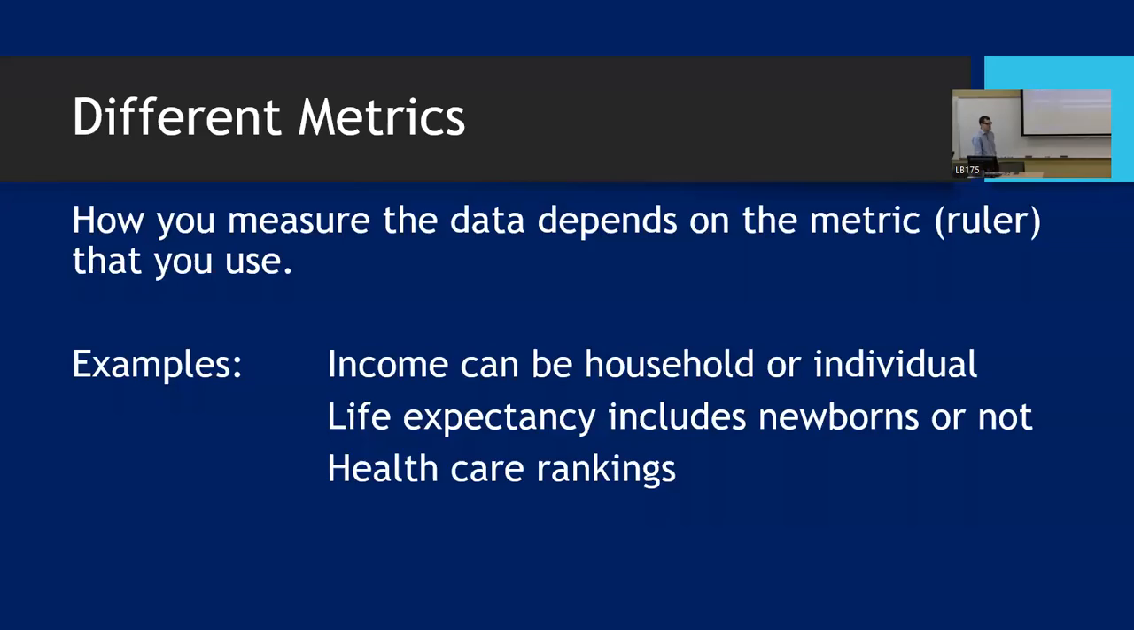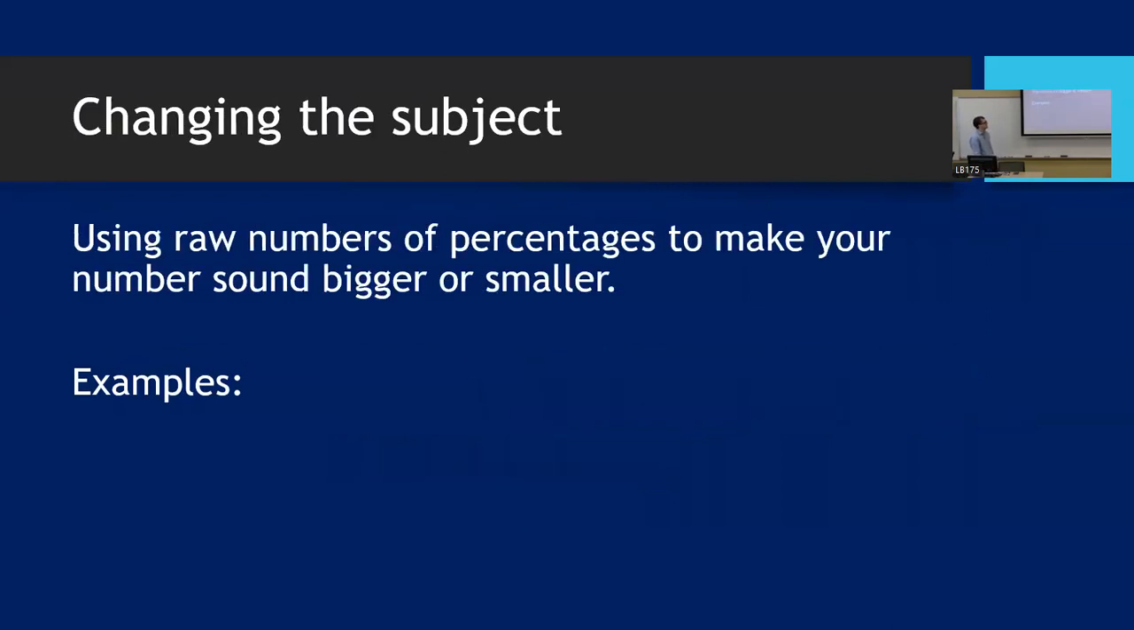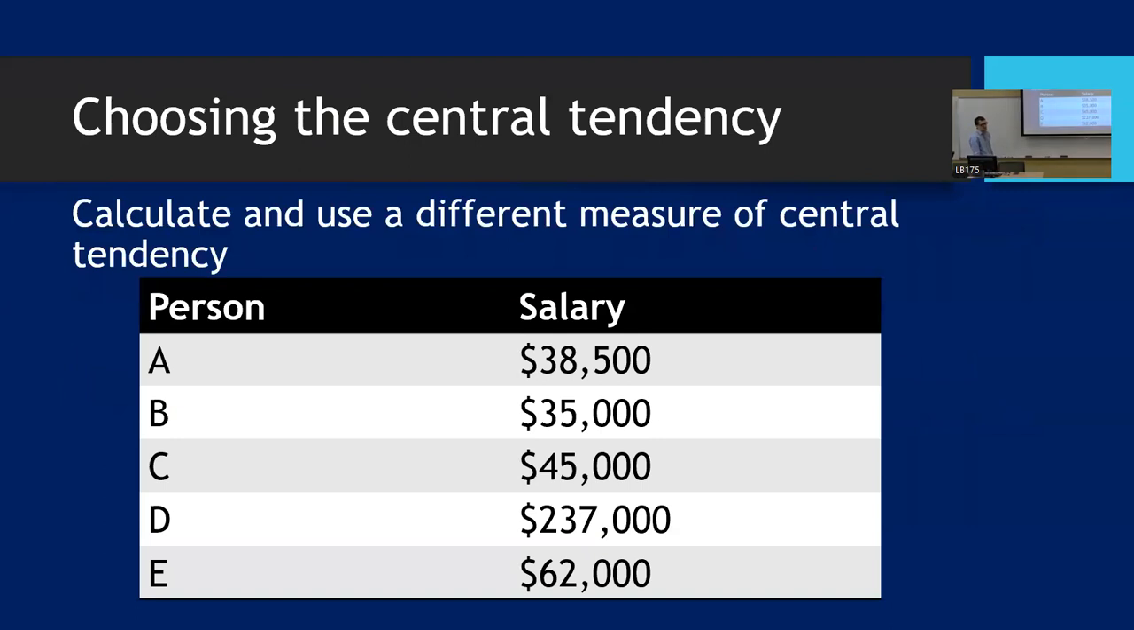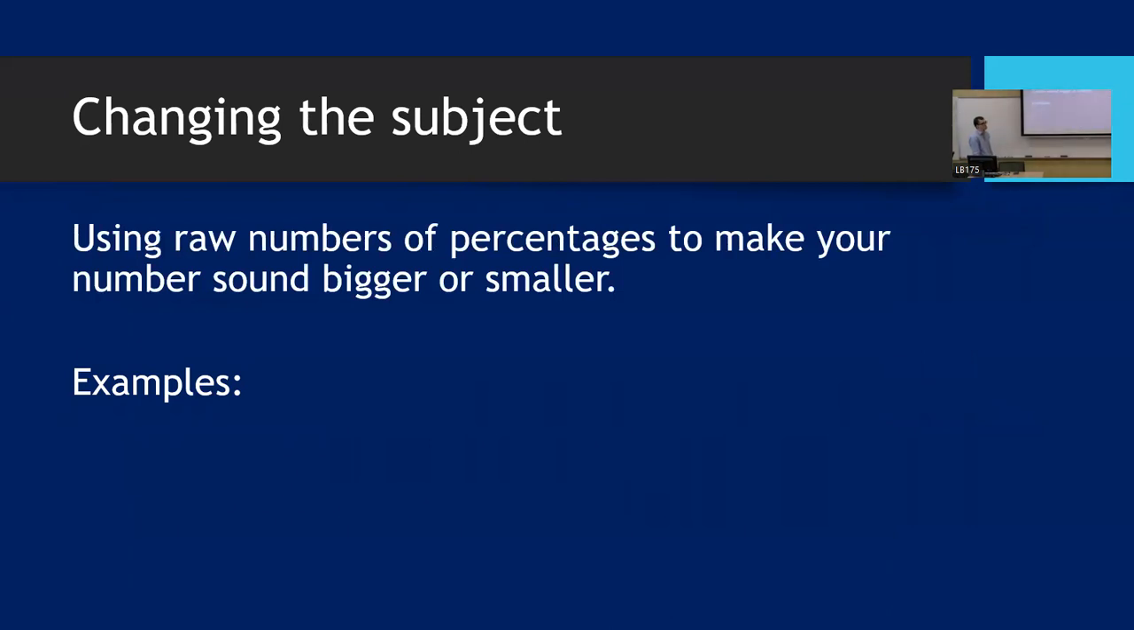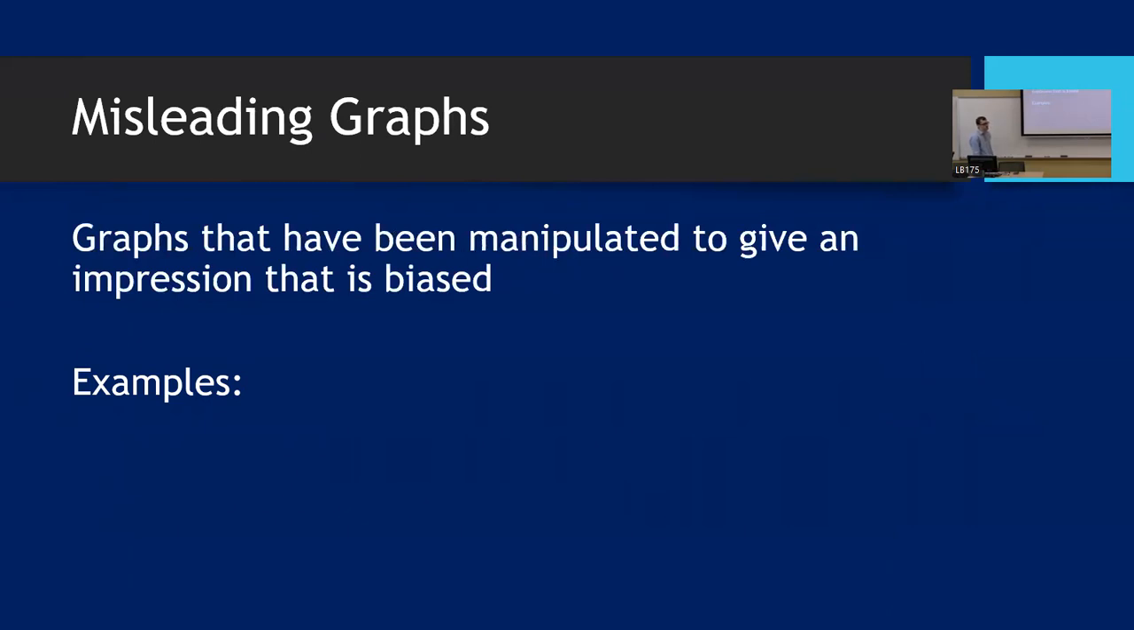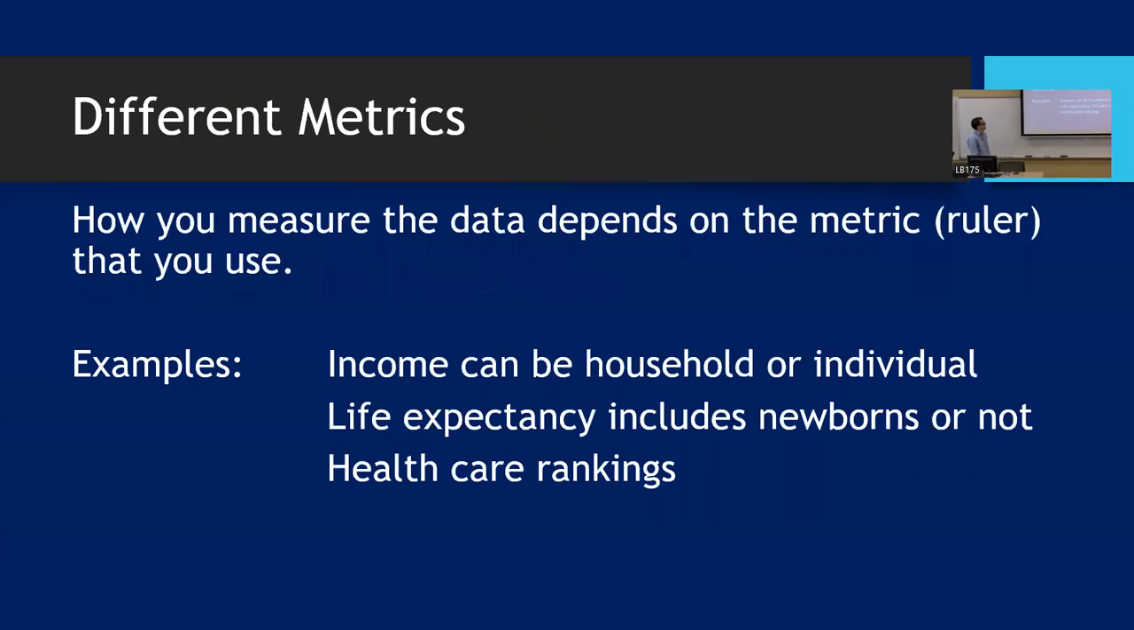Any questions about that section? How to present data and how data can be misleading, right? Choosing different central tendencies, the mean, the median, the mode, changing the subject, using percentages versus raw numbers, graphs, we saw a couple of those. You can mislead by choosing certain time frames, and then using different types of measurements which sound similar but give different results.